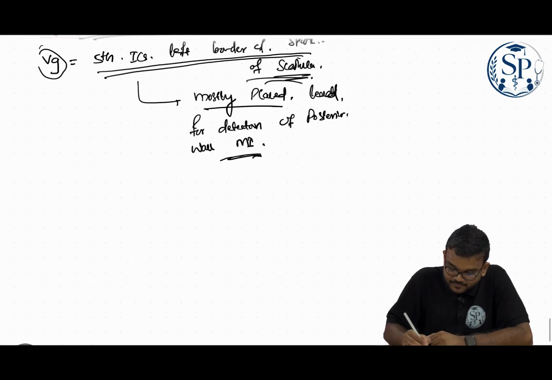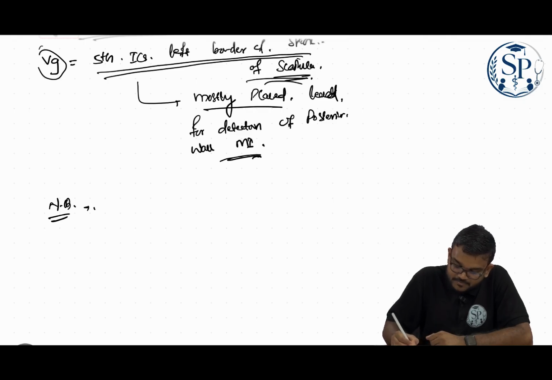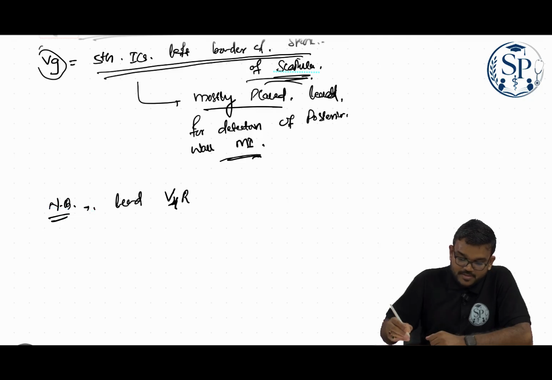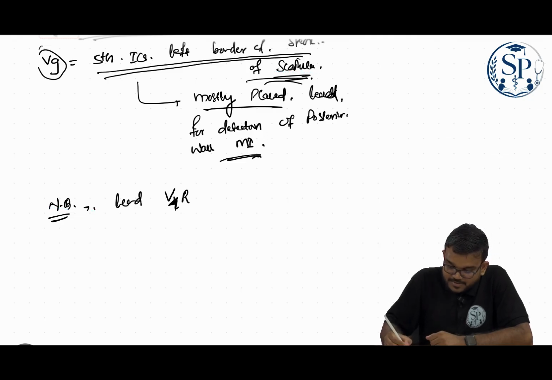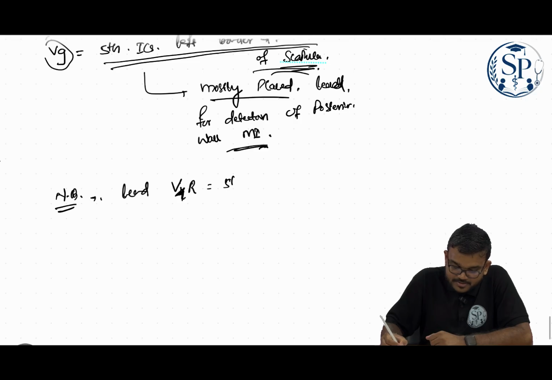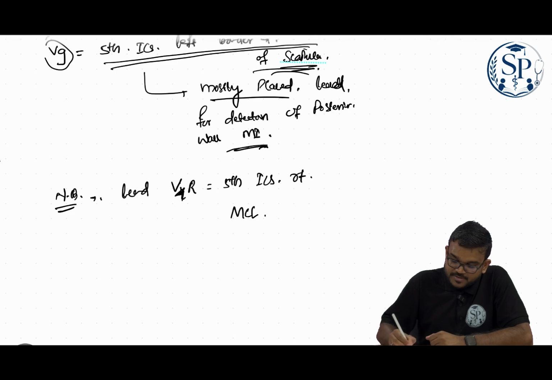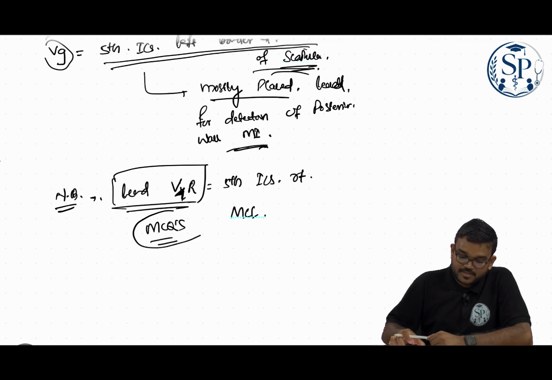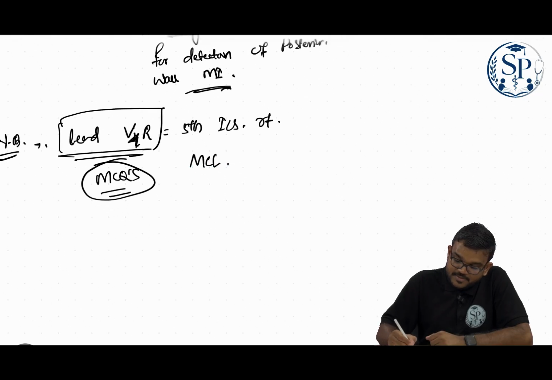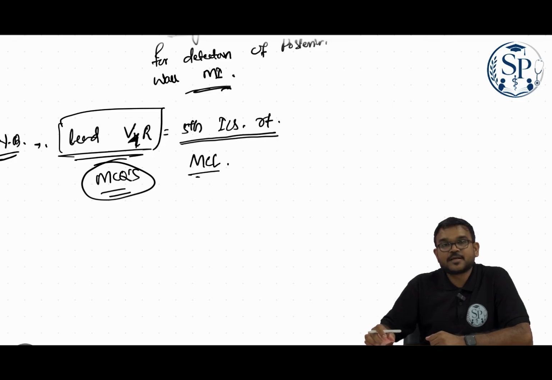Now one point to remember: lead V4R is placed in the fifth intercostal space in the right midclavicular line. So this may be asked as an MCQ. Lead V4R is placed in the fifth intercostal space in the right midclavicular line.